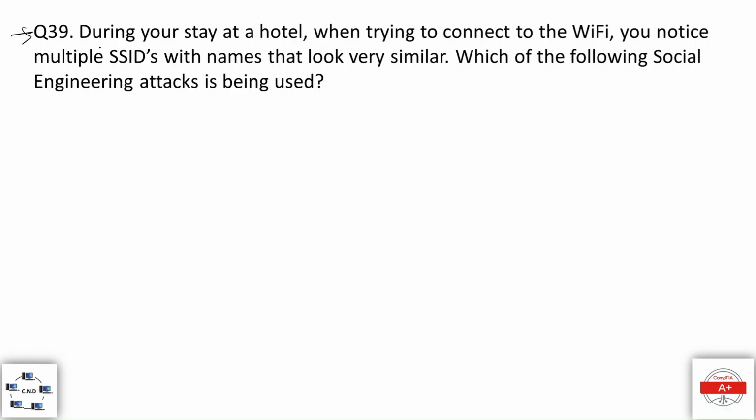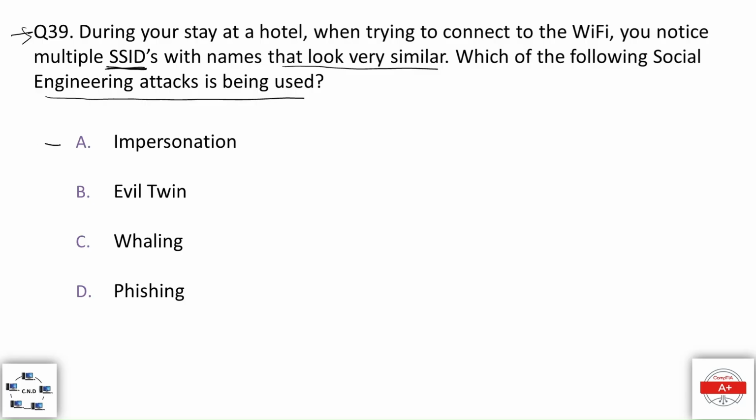Question number 39. During your stay at a hotel, when trying to connect to the Wi-Fi, you notice multiple SSIDs. SSIDs are the names of the Wi-Fi networks that appear on your device when you search for them, with names that look very similar. Which of the following social engineering attacks is used? And the options are option A, impersonation, option B, evil twin, option C, whaling, and option D, phishing.